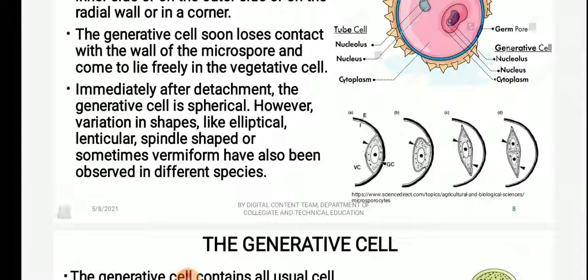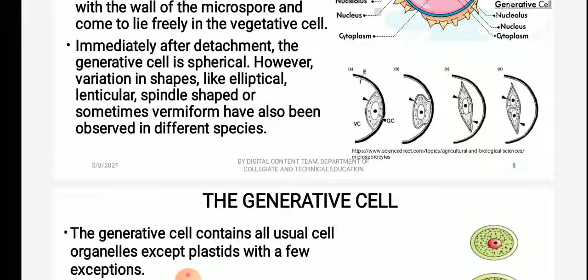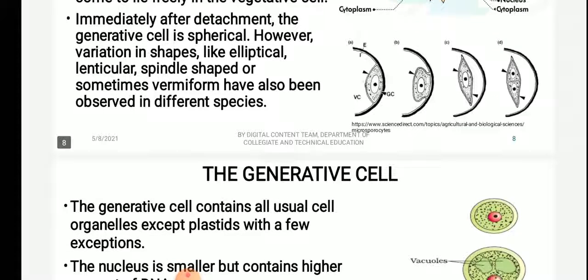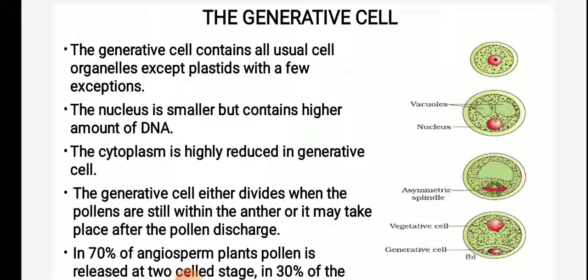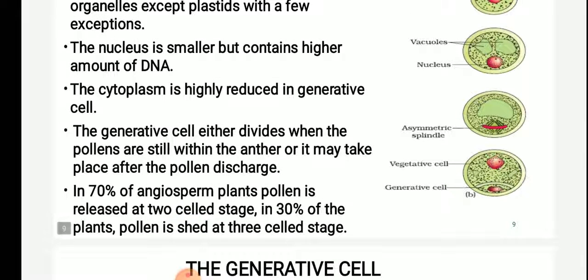Immediately after detachment, the generative cell is spherical. However, it keeps changing its shapes like elliptical, lenticular, spindle shaped or vermiform, which has also been observed so as to facilitate its movement in the pollen tube. The generative cell contains all usual cell organelles except plastids, with few exceptions. The nucleus is smaller but contains higher amount of DNA. Cytoplasm is highly reduced in generative cell.